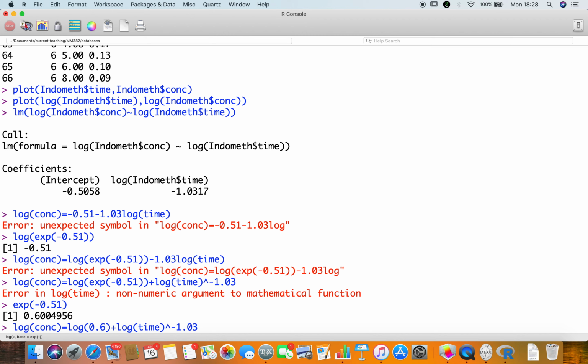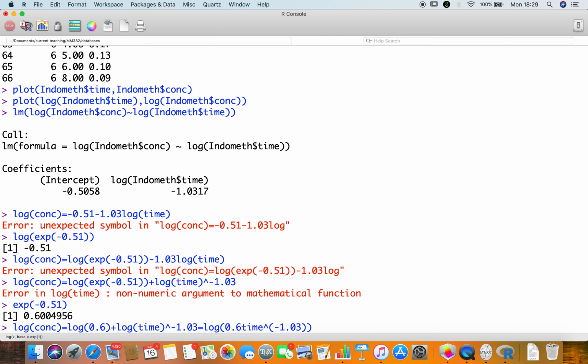Okay, and again, guys, happy days in secondary school. If I have two logs and I'm adding the two logs, you can write that as a single log expression, which is equal to the log of 0.6 times time to the power of minus 1.03. So log of concentration is log of 0.6 times time to the power of minus 1.03.